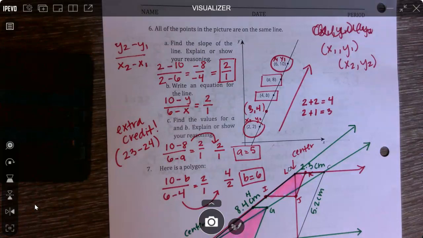All right? So hopefully it's making some sense. Write that down if you didn't get it. Ask Miss G if you need some help.